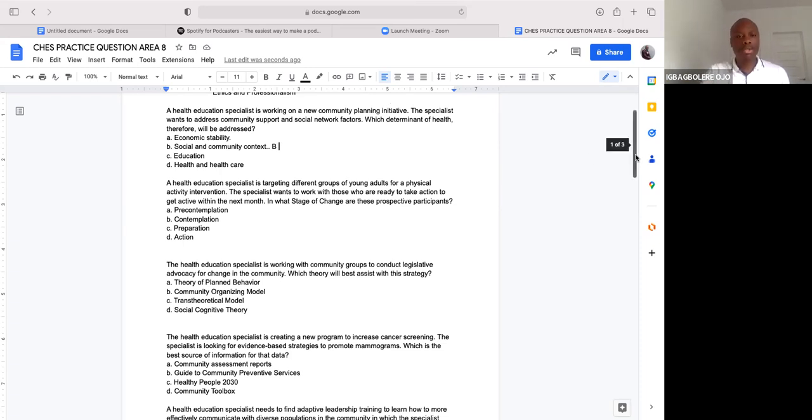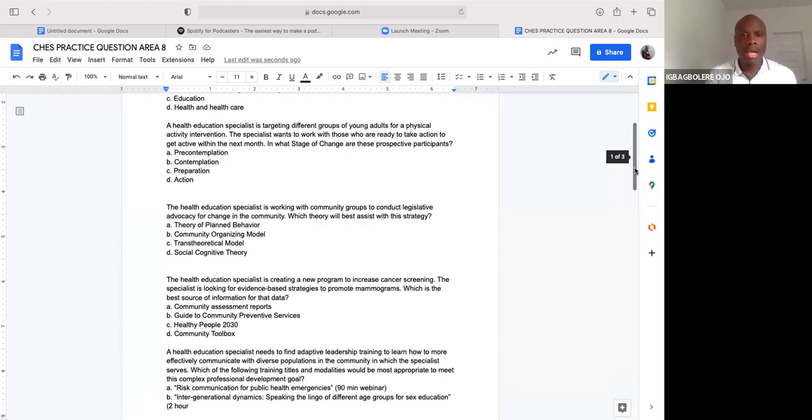So question number 2: a health education specialist is targeting different groups of young adults for a physical activity intervention. The specialist wants to work with those who are ready to take action, to get active within the next month. In what stage of change are these prospective participants?